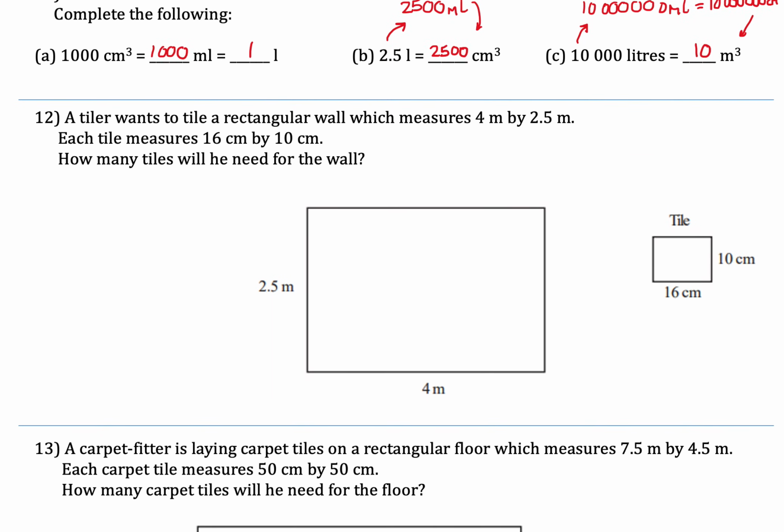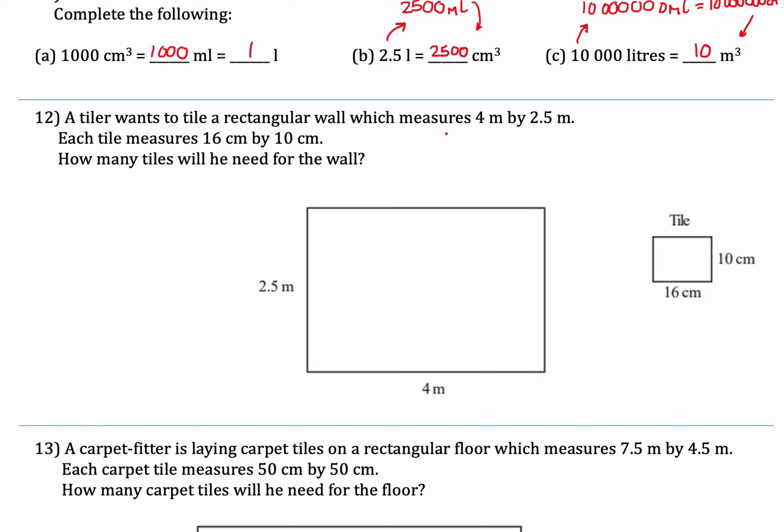Okay, number 12. A tiler wants to tile a rectangular wall which measures 4 meters by 2.5 meters. Each tile measures 16 centimeters by 10 centimeters. How many tiles will be needed for the wall? Now, most of the time on these questions, the tiles will completely fill up the wall with no extra tile left over or any gap left over.